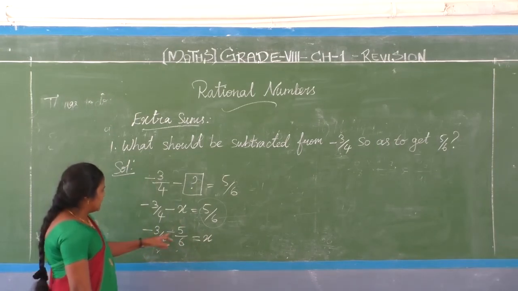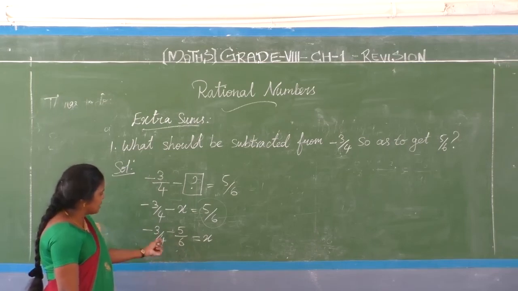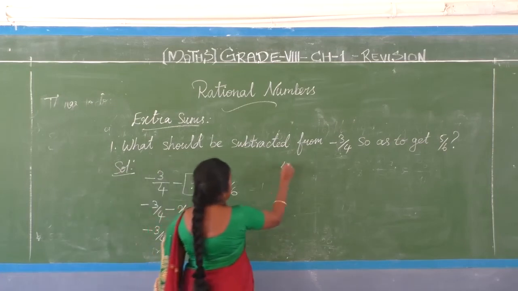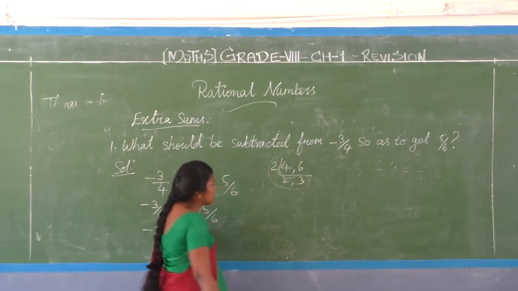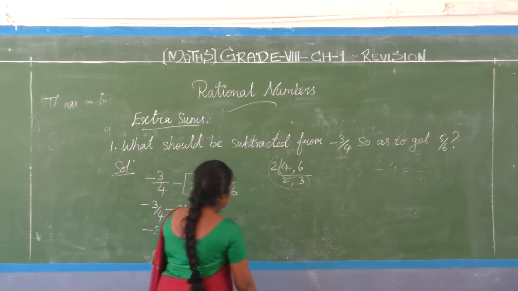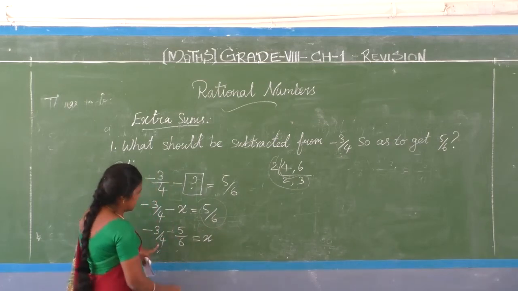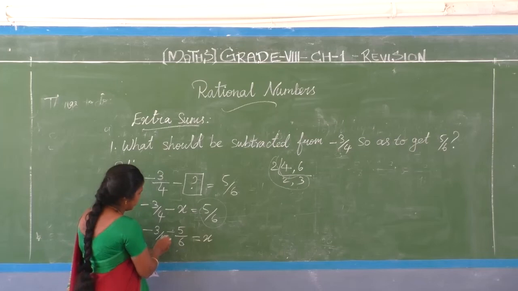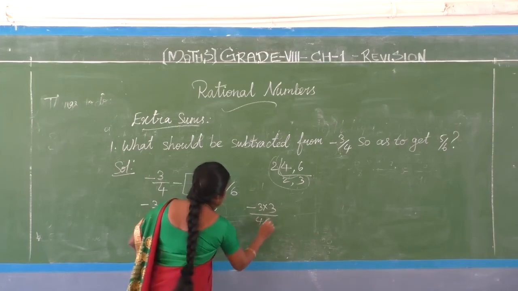Now simplify the difference between two unlike ratios. Here we can't subtract directly, so based on the LCM you have to solve it. So what is the LCM of 4 and 6? By bracket method, divide by 2: 2 twos are 4, 3 twos are 6. Multiply this: 2 twos are 4, 4 threes are 12. So the LCM of 4 and 6 is 12. For getting the LCM 12 here, you have to multiply by 3 by 3. Clear? So minus 3 into 3 by 4 into 3.